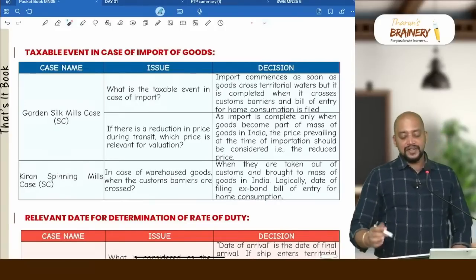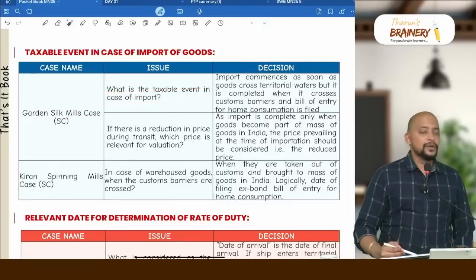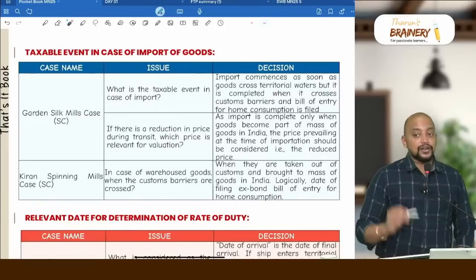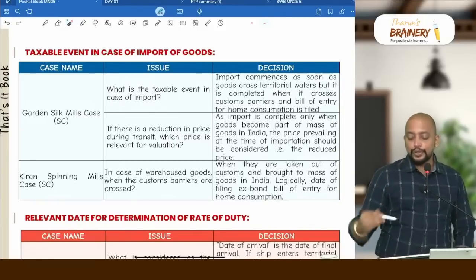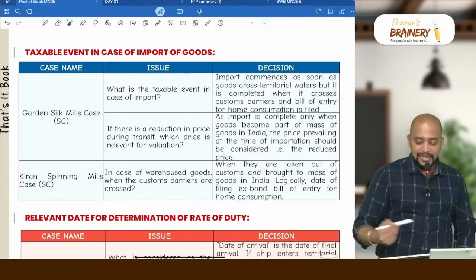Okay. So first, what is the issue here? What is a taxable event in case of import? Already we know the taxable event in case of import is the date on which it crosses the customs barrier. Customs barrier, not territorial waters, that is export, this is import. So the date on which it crosses the customs barrier and the bill of entry for home consumption is filed.